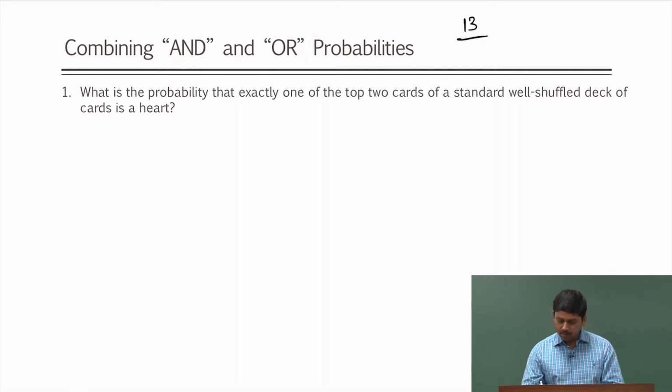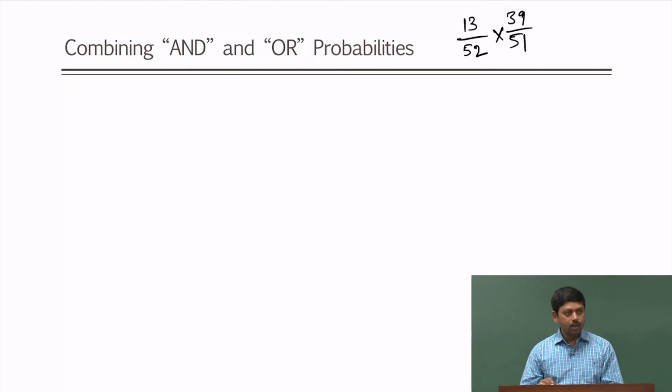My first card can be a heart in 13 by 52 ways, and the second card should not be a heart. How many cards are not hearts? 39. So, 39 by 51 is one way of getting it. I have to use OR probability. My first card should be a heart and the second card should not be a heart, or my first card should not be a heart and the second card should be a heart. The first card not being a heart is 39 by 52, and the second card being a heart is 13 by 51. Now, the addition of that will give us the desired probability, that exactly one card out of the two is a heart.